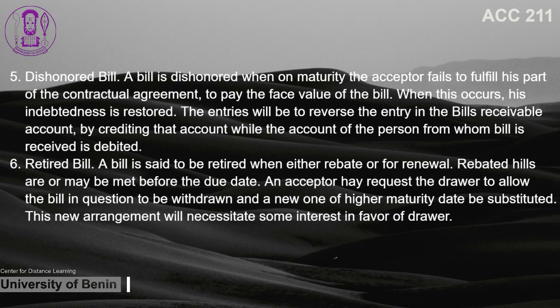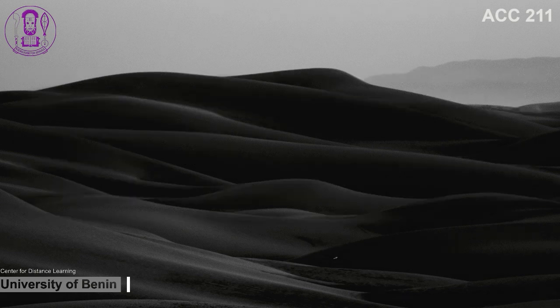The entries will be to reverse the entry in the bills receivable account, by crediting that account, while the account of the person from whom the bill is received is debited. 6. Retired bill. A bill is said to be retired either by rebate or for renewal. Rebated bills may be met before the due date. Acceptor A requests the drawer to allow the bill in question to be withdrawn and a new one of higher maturity date be substituted. This new arrangement will necessitate some interest in favor of the drawer.